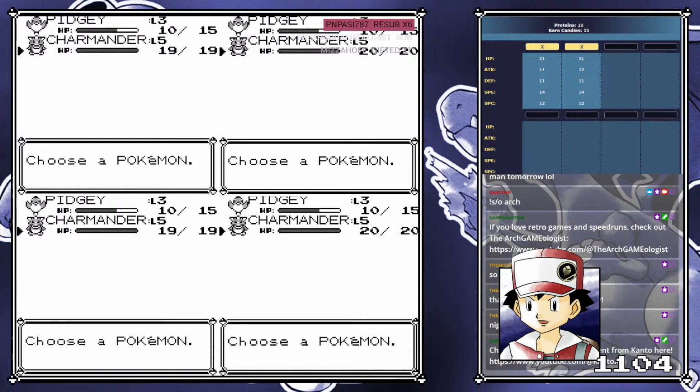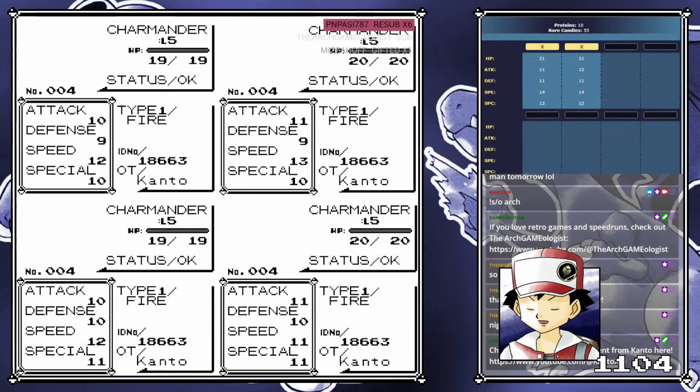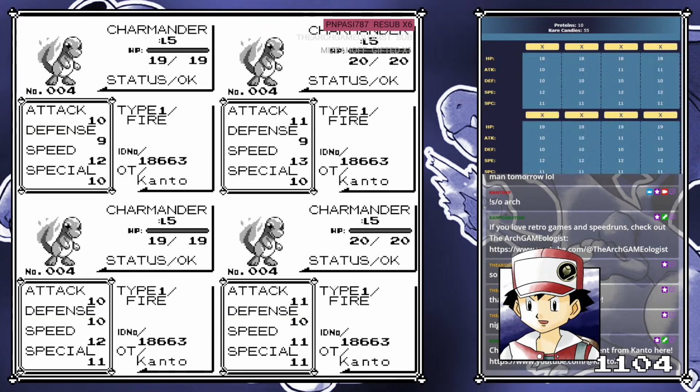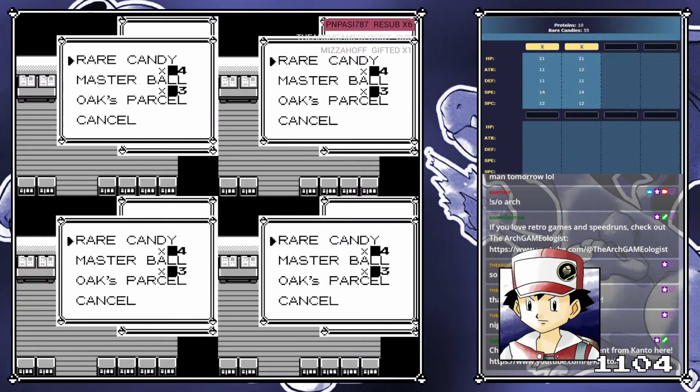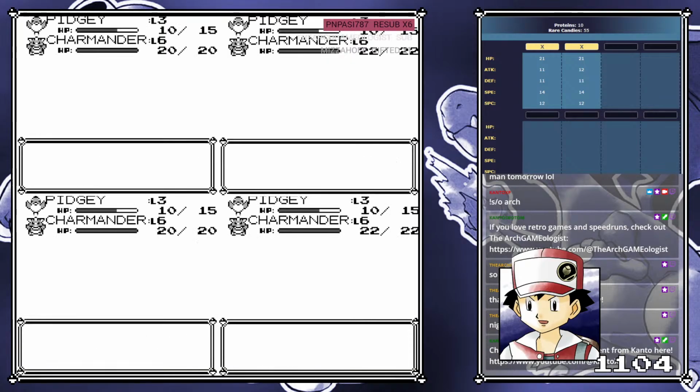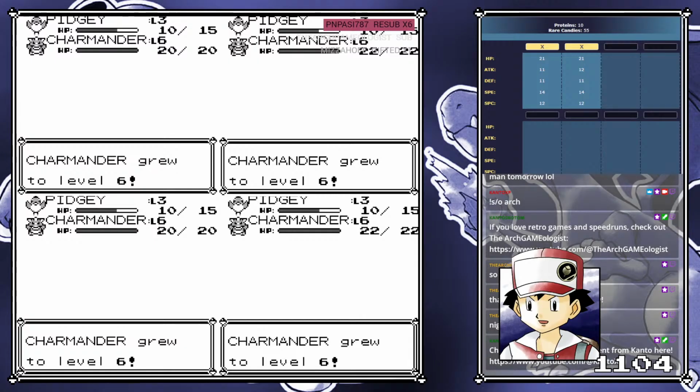All right, hold on, I'm confused right now. Stats, let me just hit back on this thing. I got yapping, I got confused. All right, 19, 10, 10, 10. Okay, yeah, got it. So now I got a rare candy. Bottom left. 20 HP, that's a no-go.